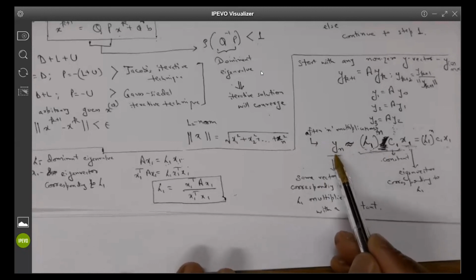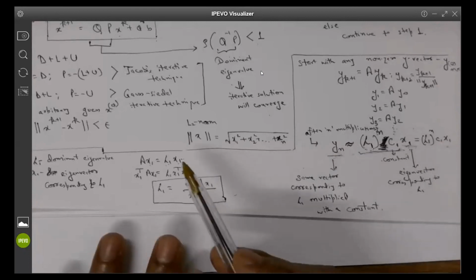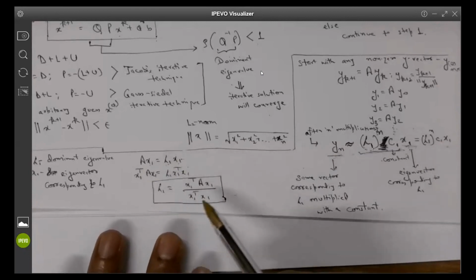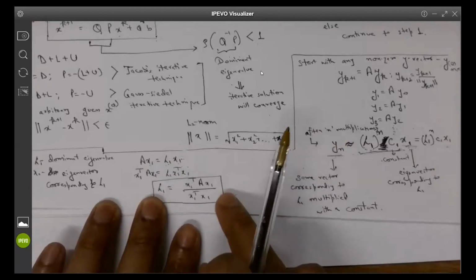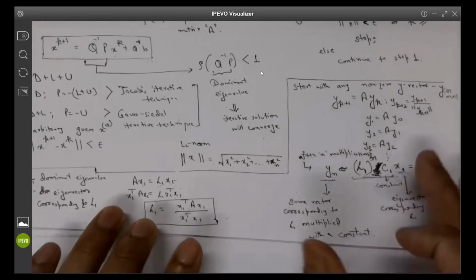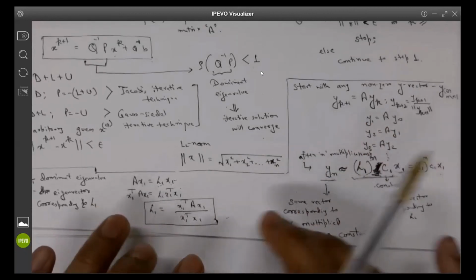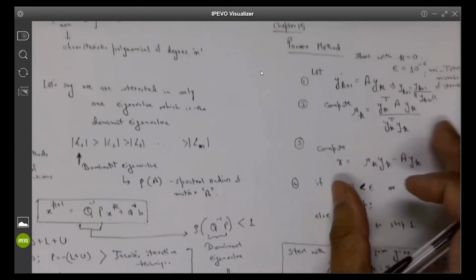Eventually your yn becomes equal to your x1, which is your dominant eigenvector corresponding to lambda 1. And then using this expression, you can find what lambda 1 is. If you understand this much, then we combine this specific line of thinking into this algorithm.